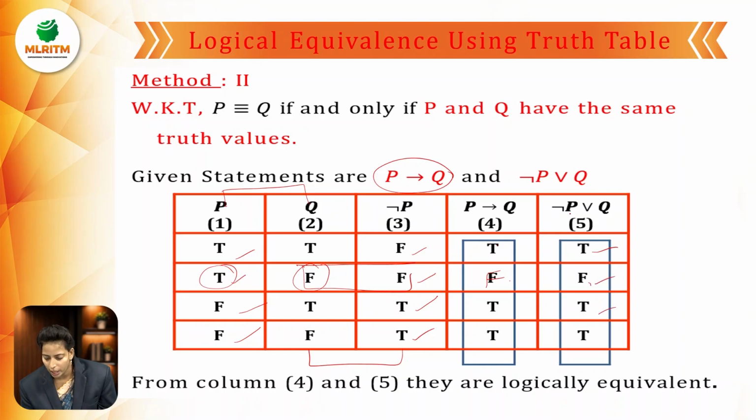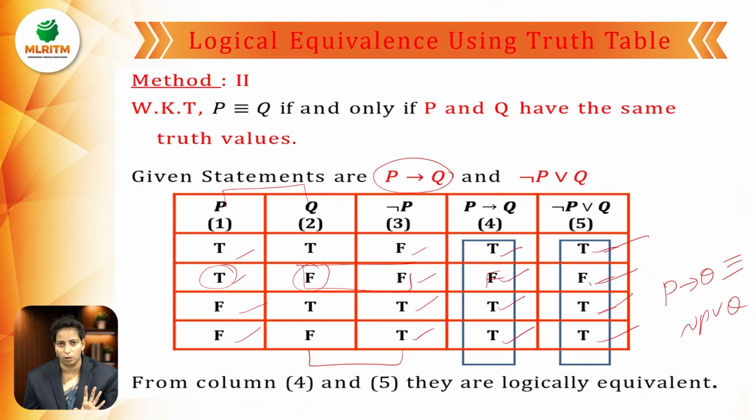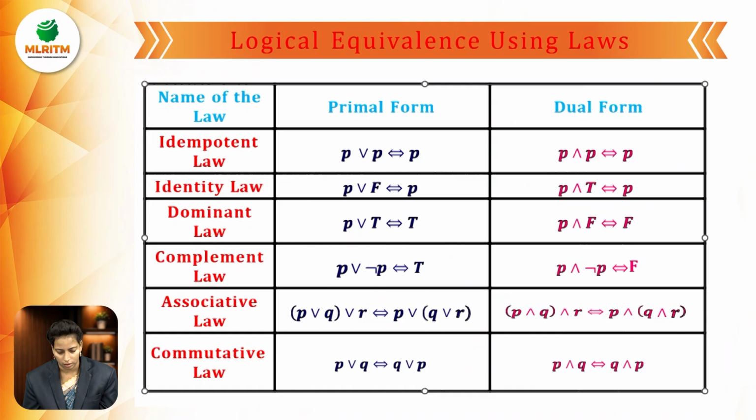Observe the truth values of P implies Q and negation P or Q. Here true, here also true. Second row, false, false. Third row, true. Fourth row, true. So P implies Q is equivalent to negation P or Q. What is meant by logical equivalence? Both having the same truth values. Observe T T, F F, T T, T T. If both have the same truth values, then it is said to be logically equivalent.